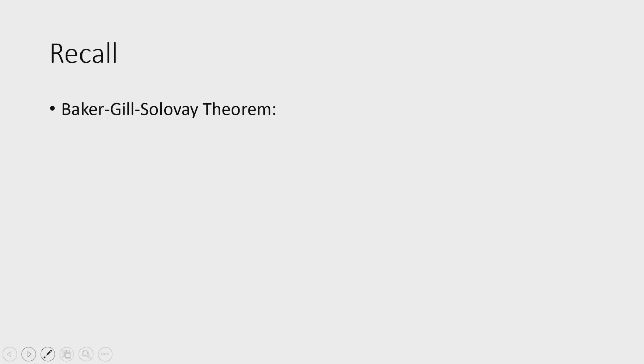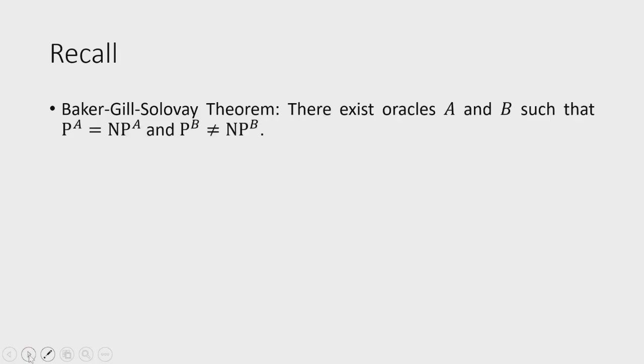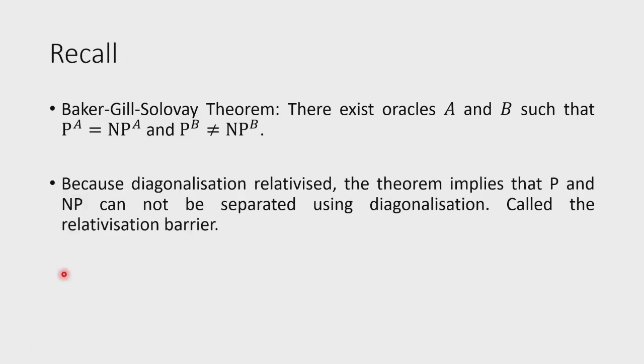So this theorem says that P equals NP or P not equals NP cannot be inferred through diagonalization. Yes, the exact statement is that there exist oracles A and B such that P to the A equals NP to the A, and P to the B not equals NP to the B. As you said, this implies that you can't use diagonalization to resolve P versus NP, because diagonalization itself relativizes. That is, if you can prove something using diagonalization for ordinary Turing machines, you can prove the exact same thing for oracle Turing machines.